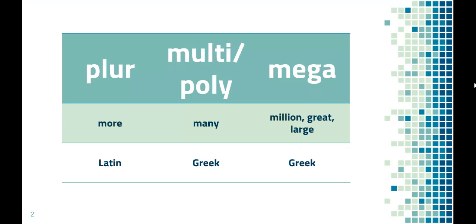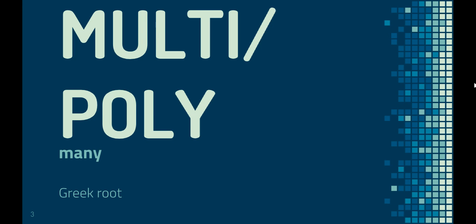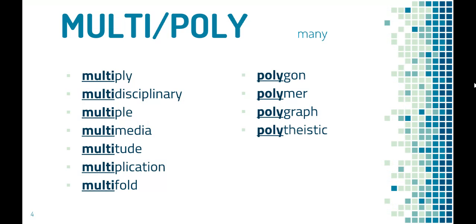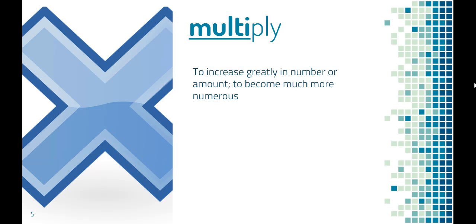So here is just a reminder of your 4 roots that we're working with this week and their meanings. We are working with multi-poly today, and both of these roots mean many, and they are Greek roots. Your words that have these roots are multiply, multidisciplinary, multiple, multimedia, multitude, multiplication, multifold, polygon, polymer, polygraph, and polytheistic.